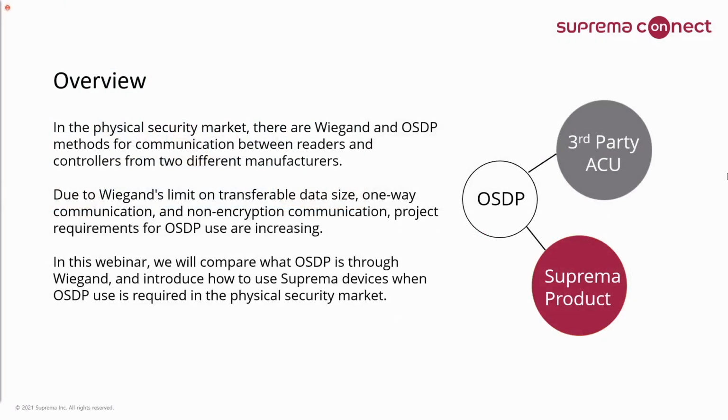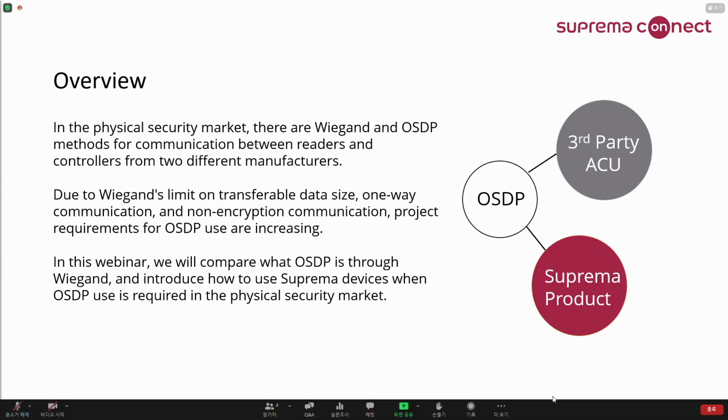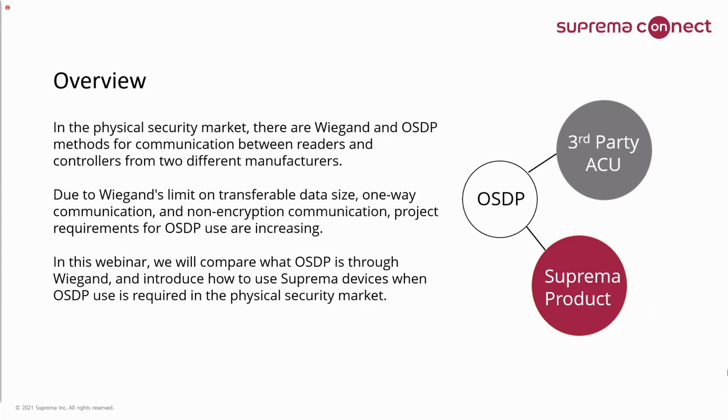The industry has been using Wiegand interface to communicate between the two different manufacturers' reader and control panels for years now. However, due to its limitation on maximum data size and only one-way communication direction, only simple card serial numbers can be used, and it's necessary to run two different systems at the same time.